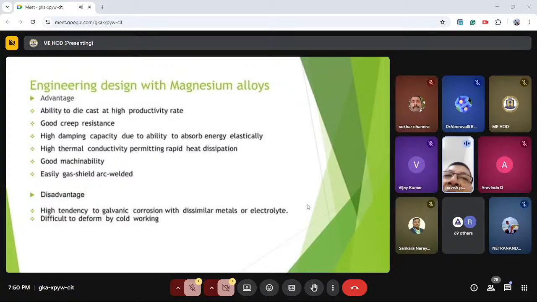Engineering design with magnesium alloys. Advantages: ability to die cast at high productivity rate, good creep resistance, high damping capacity due to ability to absorb energy elastically, high thermal conductivity permitting rapid heat dissipation, good machinability, easy gas shielded arc welding. Disadvantages: high tendency to galvanic corrosion with dissimilar metals, electrolytes or sea water conditions, and difficult to deform by cold working because of its hexagonal structure.